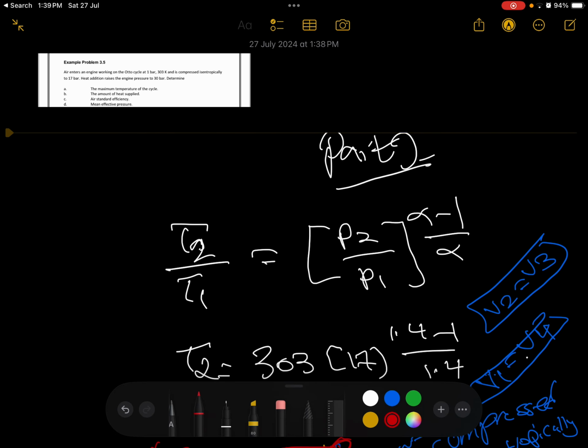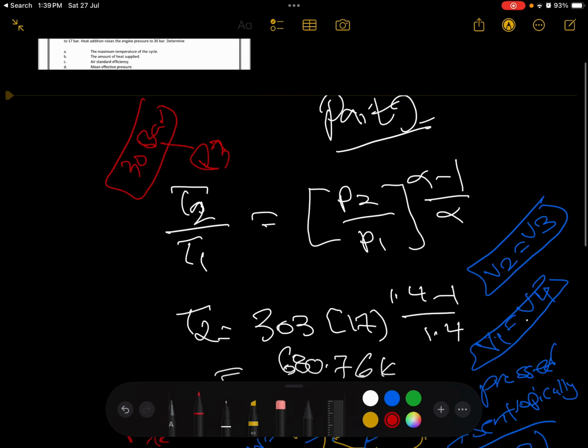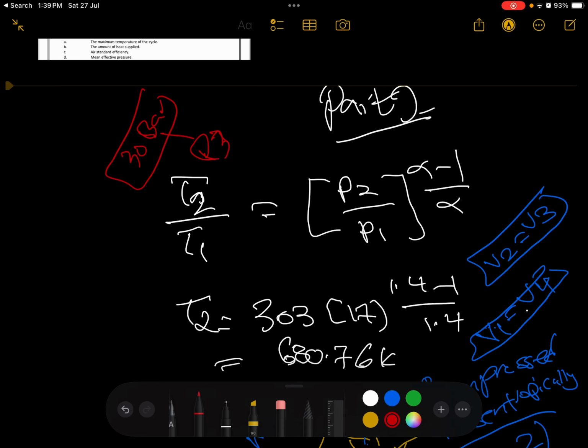Heat addition raises the engine pressure to 30 bar, so 30 bar is actually P3. Heat addition raises the engine pressure. The more it expands, the higher the temperature. You know when you hear the sound of the vehicles, psss, that's expansion. So that's higher pressure. When you increase the heat, when you increase the temperature, we actually have more pressure.